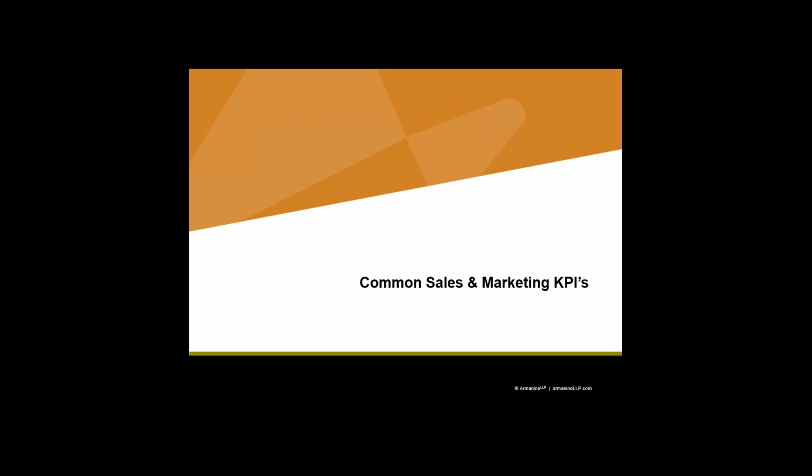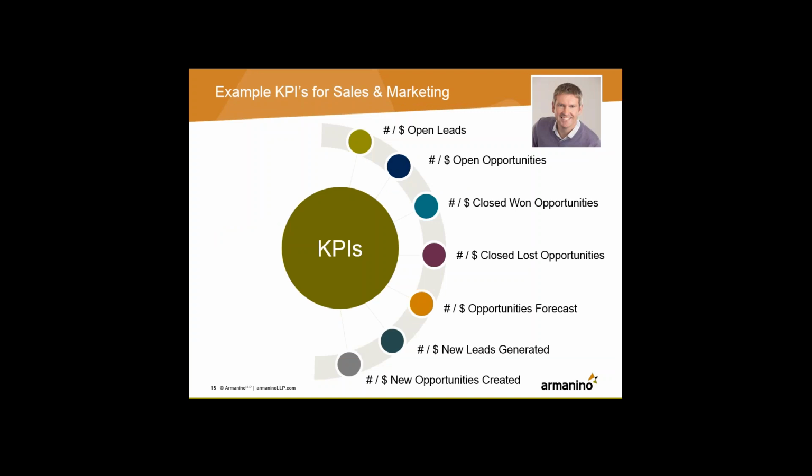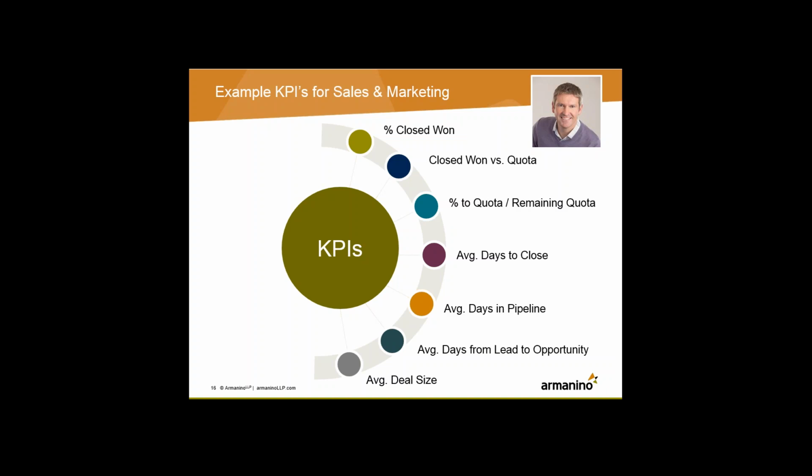In terms of common key performance indicators that we are looking at here, we've got a few different things: number of open leads and the dollar amount associated with those, open opportunities, closed won opportunities, closed lost, opportunities that you have forecasted, new leads generated, new opportunities created. Then some of the ratios: percentage closed won, closed won versus quota, and the percentage to quota or remaining quota, average days to close a deal, average days in pipeline for deals that haven't closed yet, average days from lead to opportunity, and the average deal size.